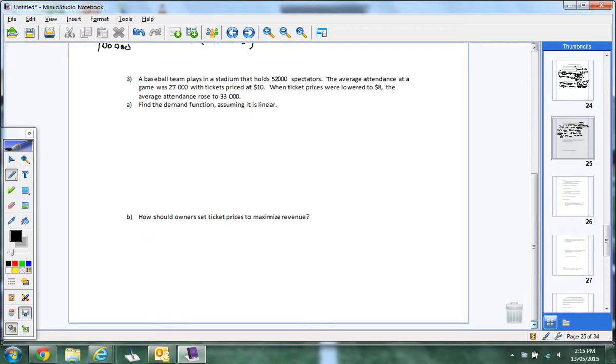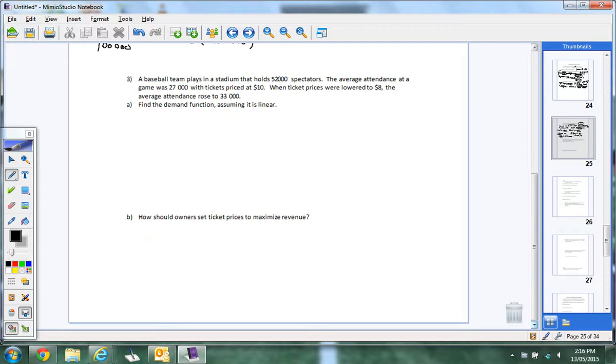Okay, so if I think linear, I think about my x and my y's, my change, my rate of change. So how could I figure out something through that information that could establish my rate of change for my spectators and ticket prices? Huh? Rate of change, that's slope. That's y equals mx plus b, linear.